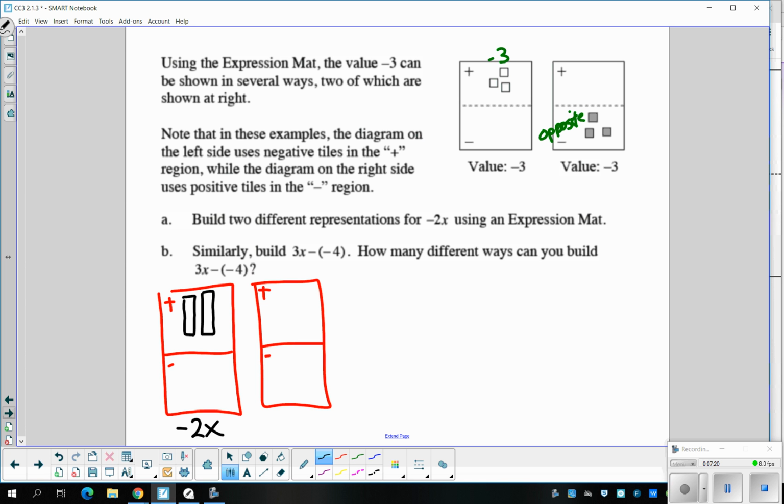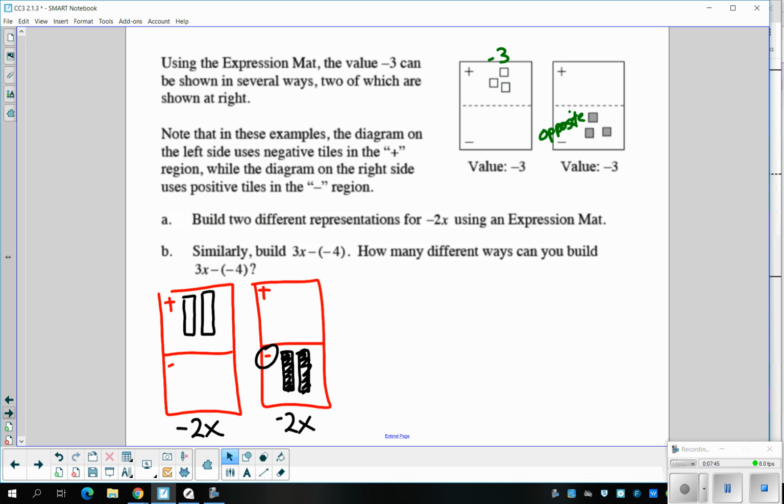The other way that I could do it is I could put two positives in the bottom region, because remember this is showing that I'm taking the opposite of what I see. So the opposite of +2x is -2x. So those are two ways that I could show that.